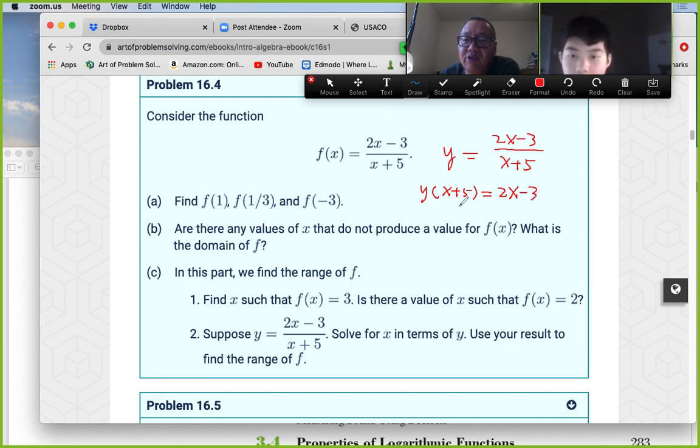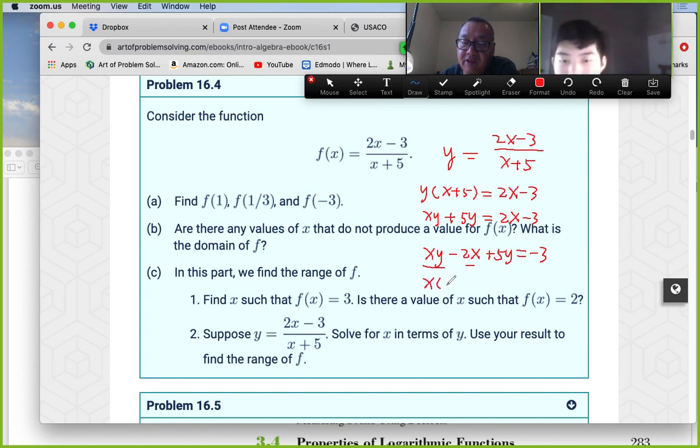Right? Then you expand this. You get x times y plus 5y, then equals 2x minus 3. Then both sides minus 2x. You get xy minus 2x plus 5y equals negative 3. See these two terms, because the variable is x, you try to solve for x. So take x as a common factor. You get x times y minus 2, right?